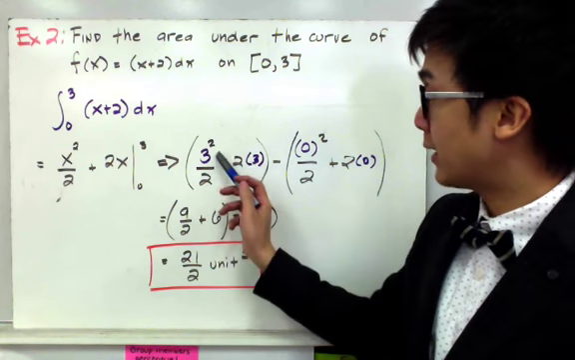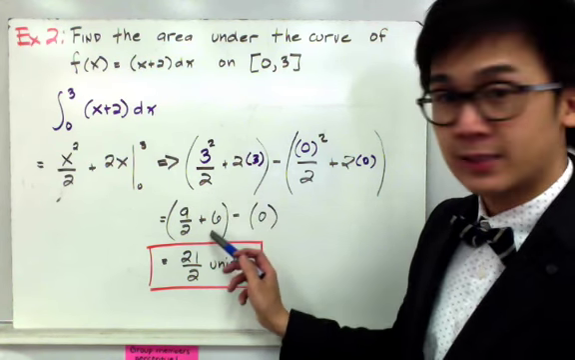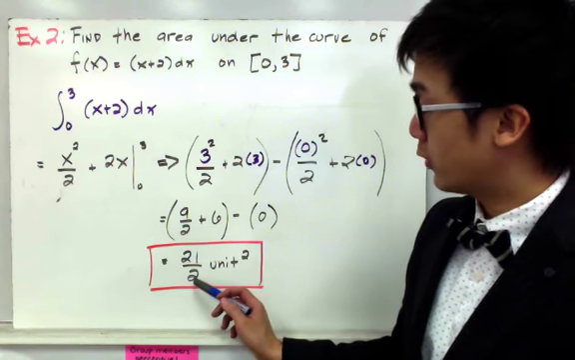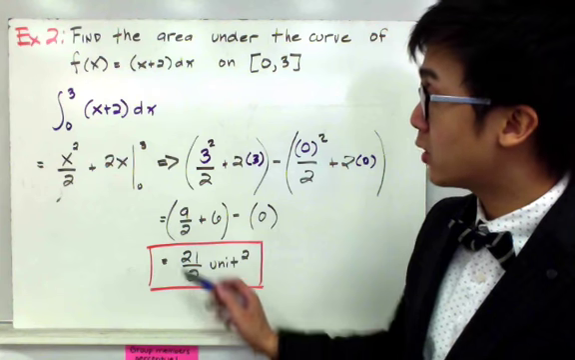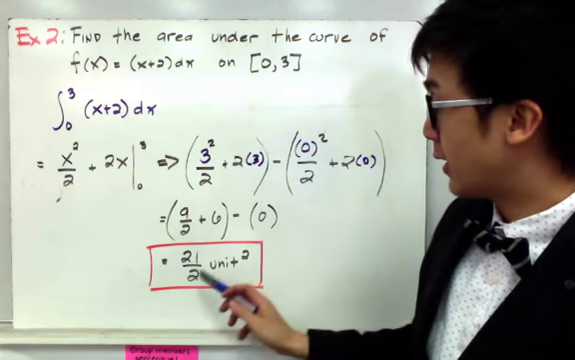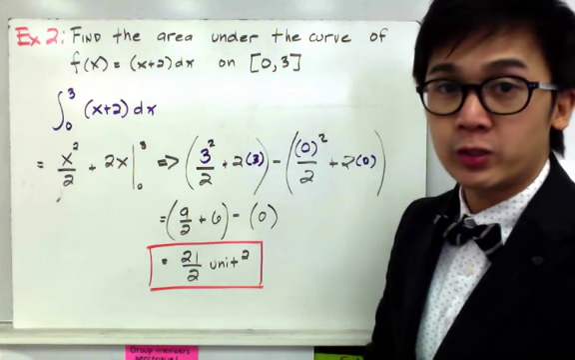I-simplify nyo na lang will be 9 over 2 plus 6. And 9 over 2 plus 6 is equal to 21 over 2. So, yung area under the curve ng function nyo na x plus 2 dx within 0 and 3 is simply 21 over 2 units squared.